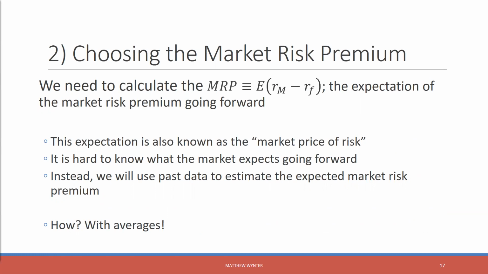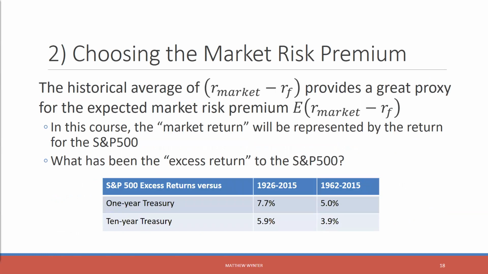Why? Because it's really tough to know, as an expectation, what the market will do tomorrow, what the right market risk premium will be. So what we can do is look at past market risk premiums and use that average as a way of approximating. And when we look from 1926 to 2015, or more recently from 1962 to 2015, we'll notice that our market risk premium hovers around 5, 6, 7, 8%, depending on the subsample that we look at.